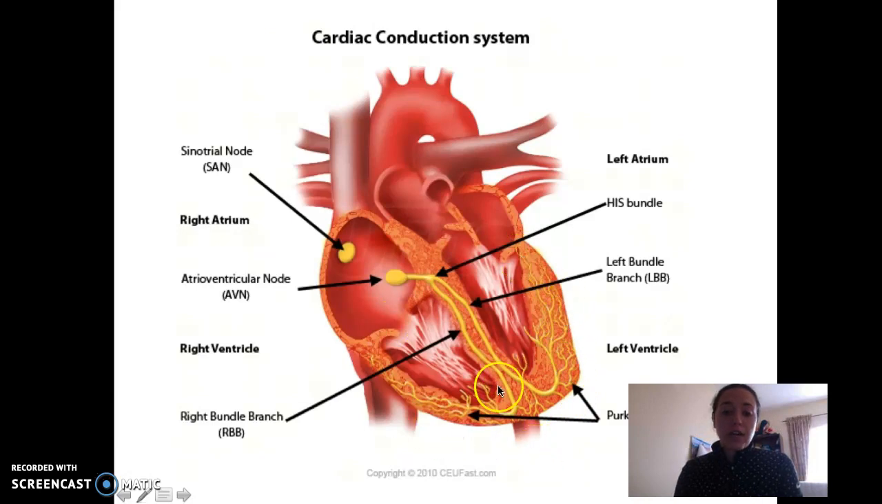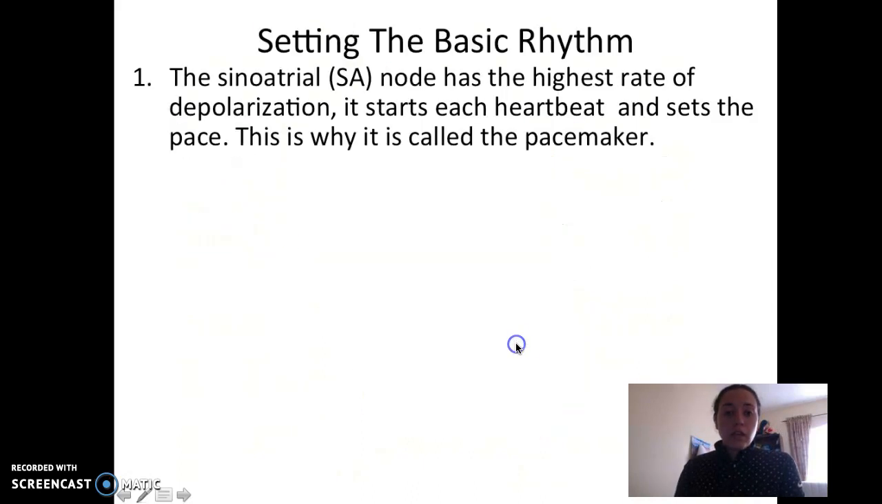When it goes through the Purkinje fibers, it will cause your ventricles to contract from the apex up, making the blood push either from the left ventricle out the aorta or from the right ventricle out of your pulmonary arteries. As you can see, it's pushing in that direction. So this is how the basic rhythm will occur.